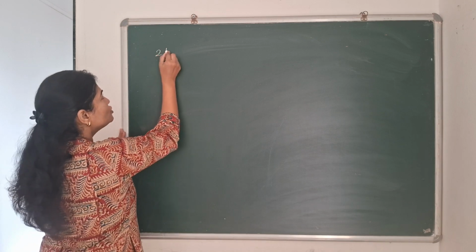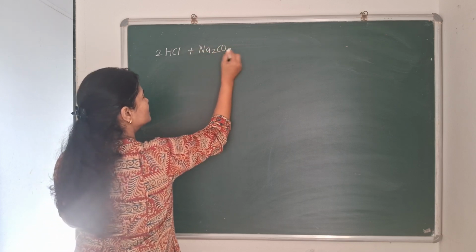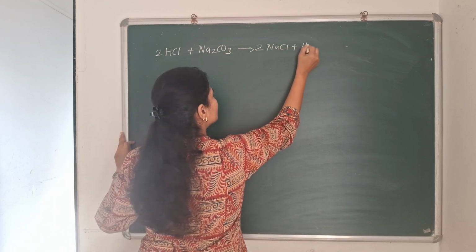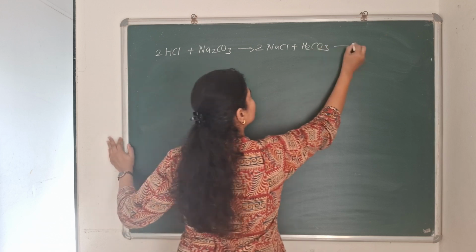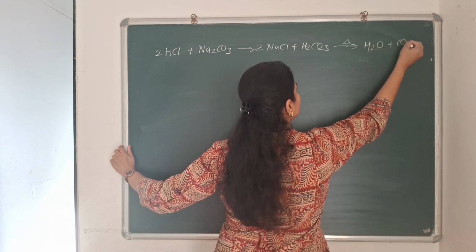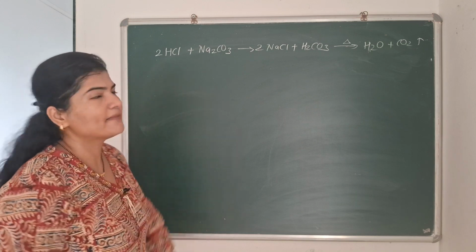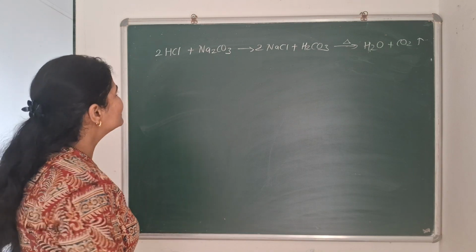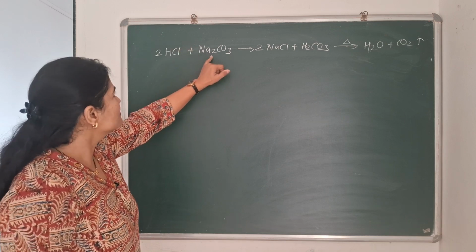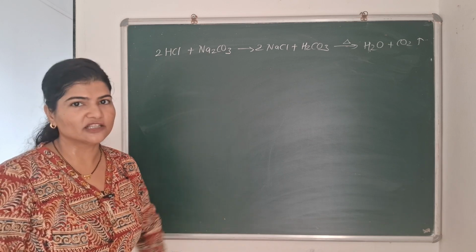So in this case, 2 moles of HCl react with 1 mole of sodium carbonate to give 2 moles of NaCl and carbonic acid. This carbonic acid upon boiling splits into water and carbon dioxide, which escapes into the environment. So this is my balanced chemical reaction. Now who is our analyte and titrant in this case? Sodium carbonate and HCl, one is in the conical flask, one in the burette.